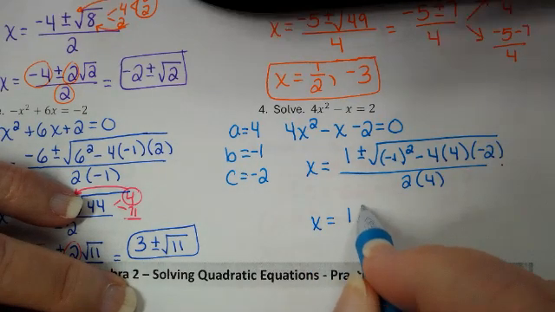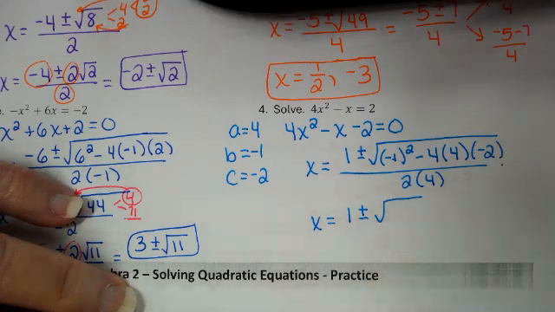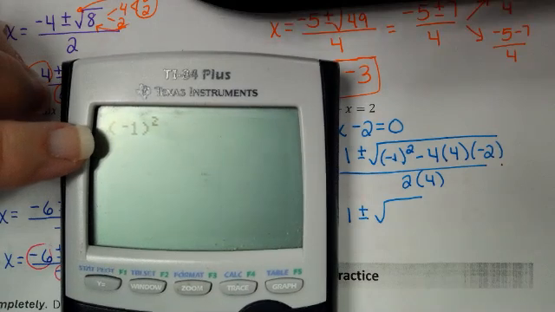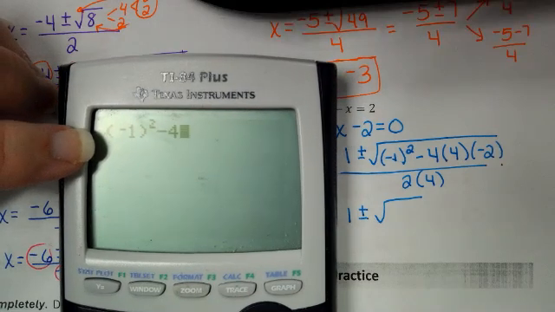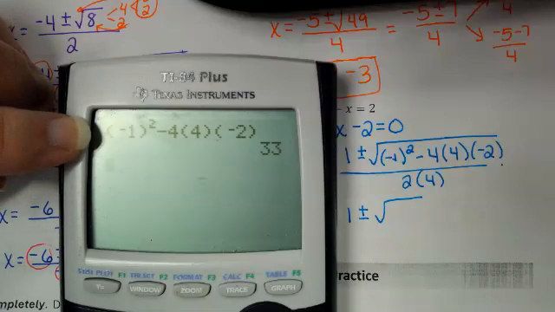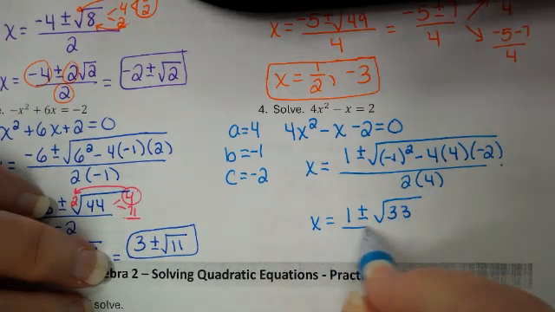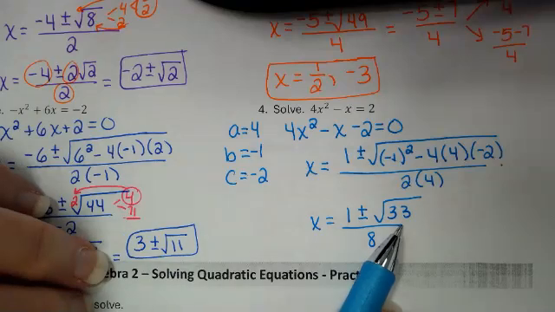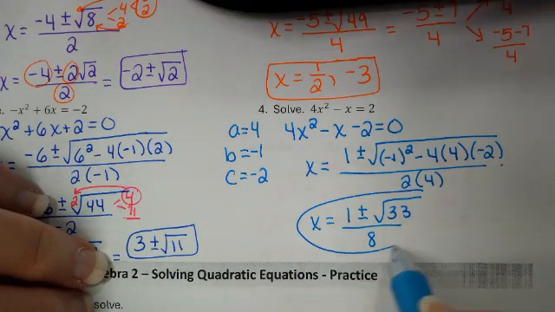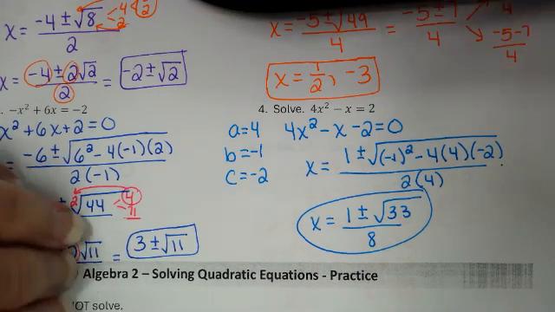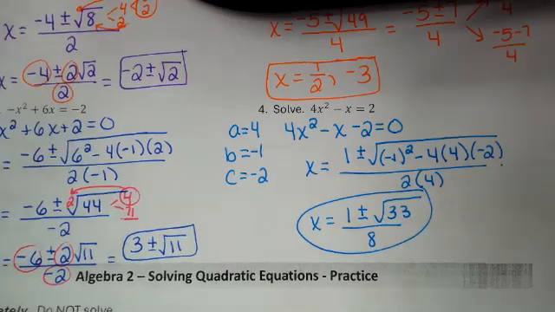All right, this looks interesting. Let's find out what's under our square root. So I'm going to put my negative 1 in parentheses before I square it so that my calculator does what I want it to. Minus 4 times negative 2. And I get 33. And my denominator, 2 times 4, is 8. So the square root of 33 does not simplify, so I believe I'm done. So we've learned how to solve quadratics by factoring and by using the quadratic formula.